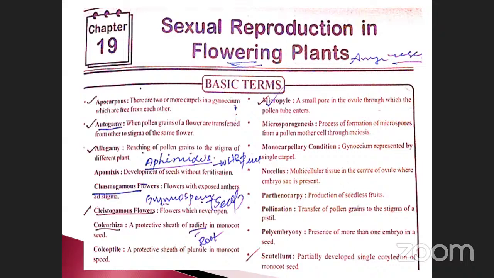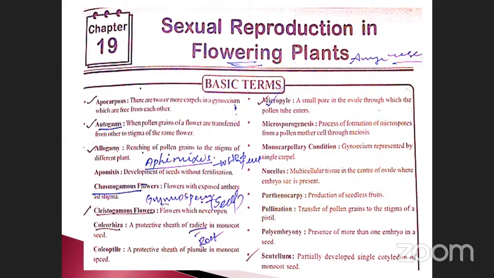What is allogamy? It is opposite to autogamy. Allogamy is the reaching of pollen grains to the stigma of a different plant. That is very, very important. This is also asked many times, because in assertion and reasoning questions they may change it. When the pollen grains are transferred from anther to stigma of the same flower is called autogamy; instead of autogamy, they will give allogamy. Sometimes they may change it. Note these two points down very clearly.